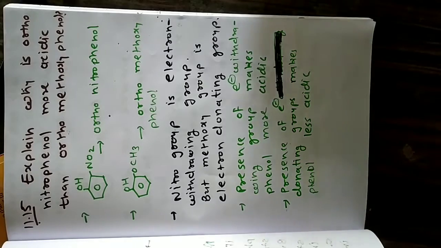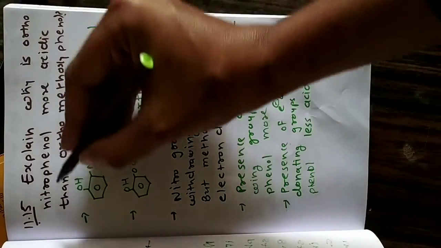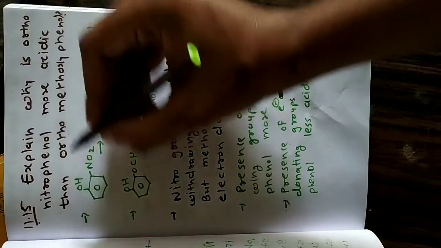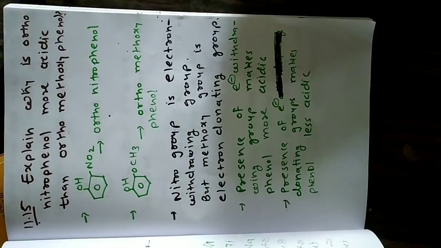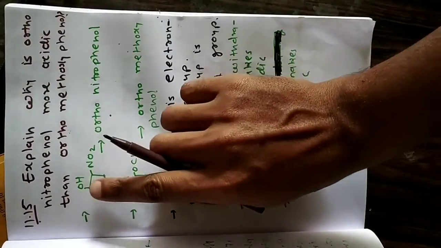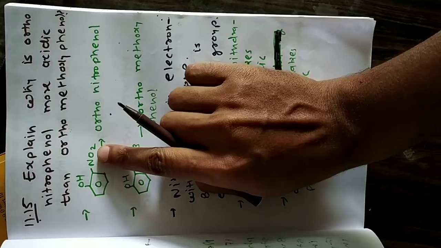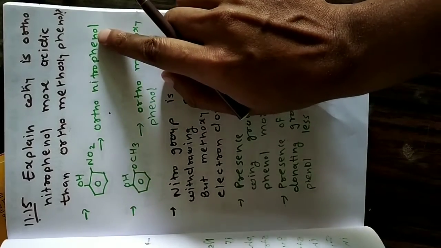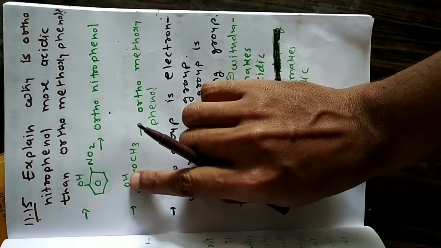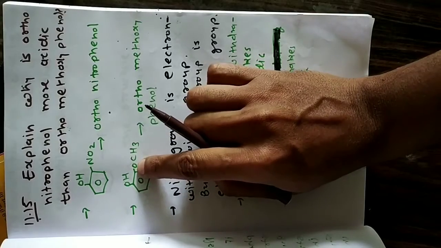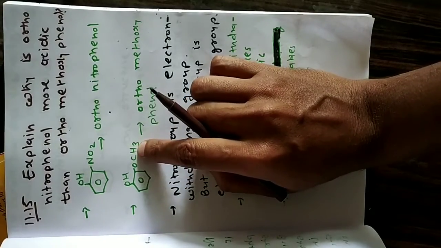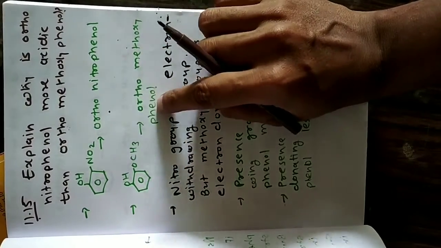Which two compounds do we have to compare? Orthonitrophenol and orthomethoxyphenol. So first draw the structures of both. You can see this one is phenol. On ortho position we have nitro group, so it is orthonitrophenol. This one is also phenol. On ortho position we have methoxy group, so it is orthomethoxyphenol.